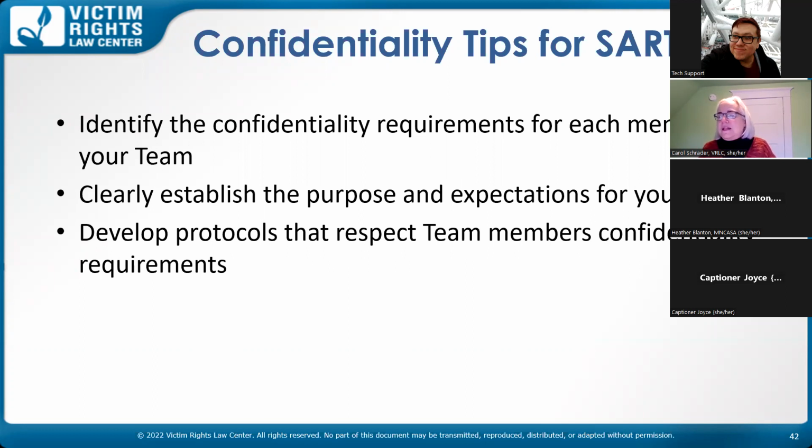I'm going to pause for a second and just look at the chat. I can say with regard to templates for ROIs that we have some that are VAWA compliant, and I would use our resource request form to request those, and I think they can be adapted to SARTs. Nigel, do you have something you want to say?